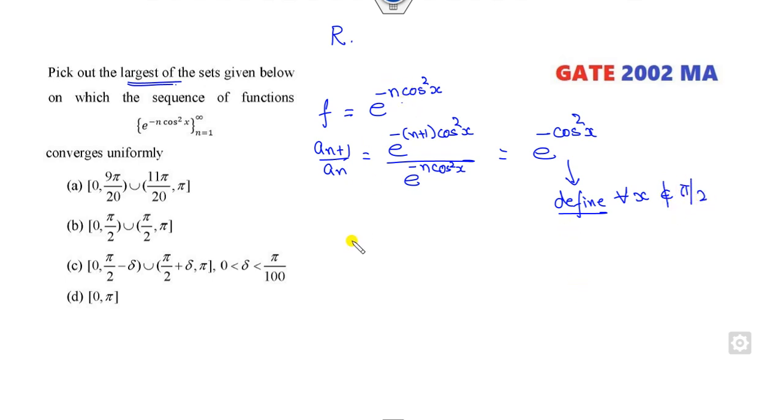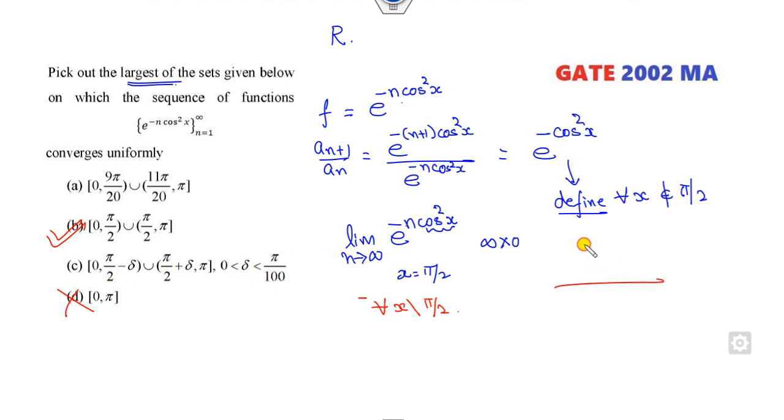Fine, because if you take the limit as n approaches infinity of this, what is happening at x equal to pi by 2? This value will be 0, this is infinity, so infinity into 0 is not defined. Fine, so the answer is, it is defined for all x except pi by 2. So it means this is the right answer. This option is cancelled.